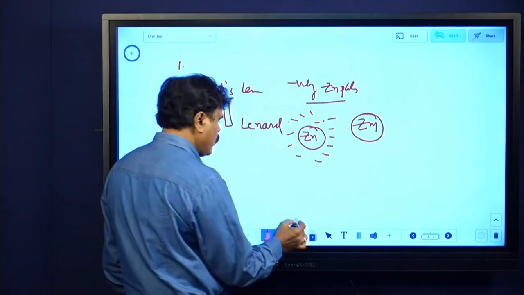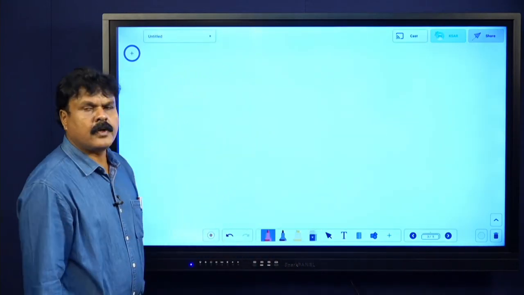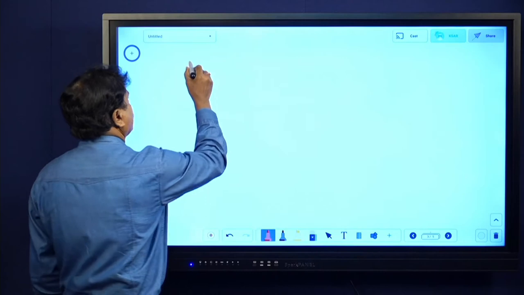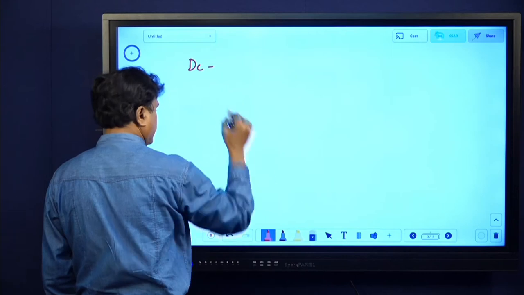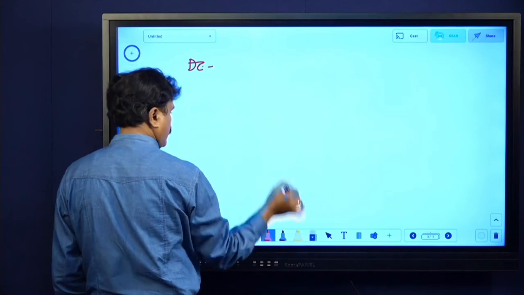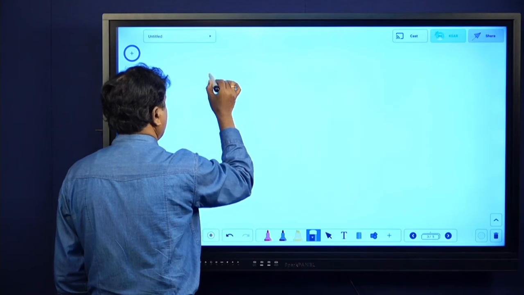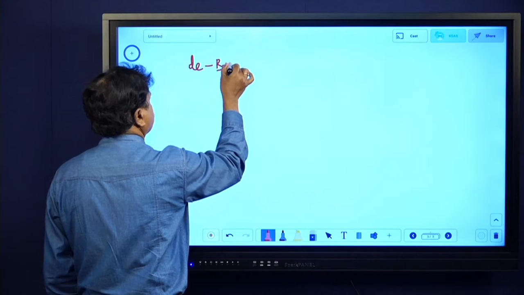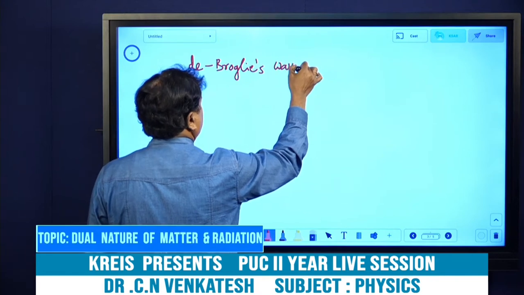Now further, in this dual nature of matter and radiation, what exactly do we need? First, de Broglie's wave concept. What does de Broglie's wave concept mean? I will give a little explanation of how it has come about.